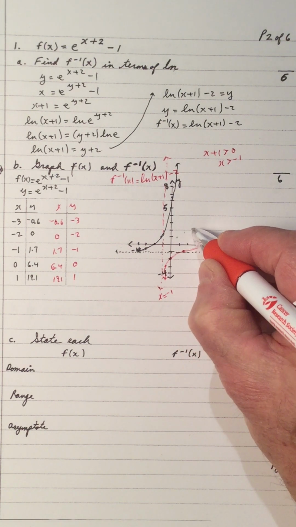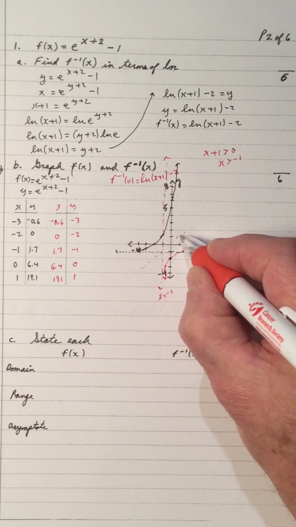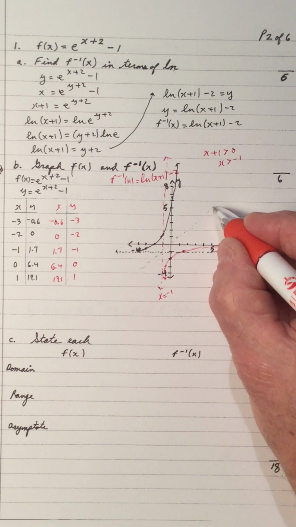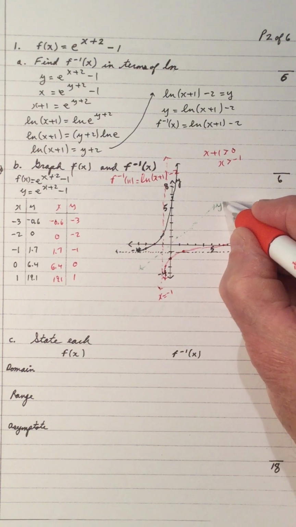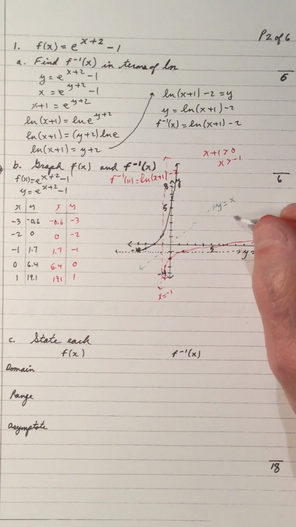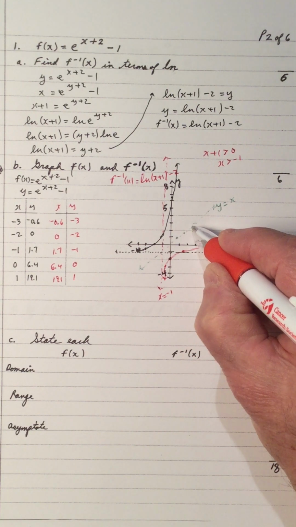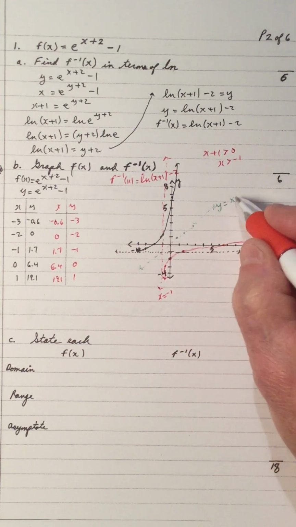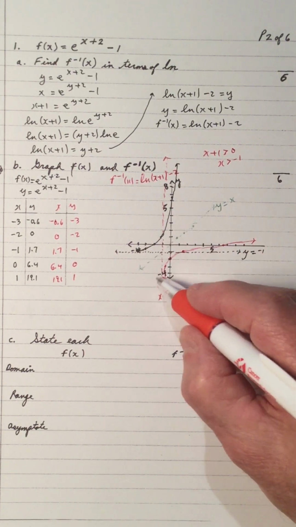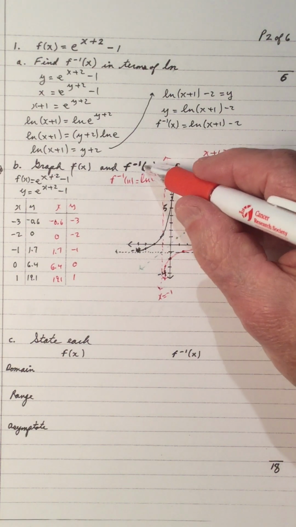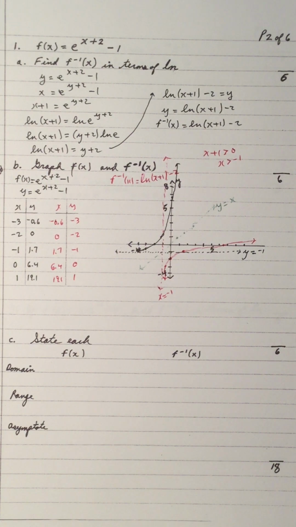I'm going to do the line in green. I said asymptote, but that's wrong. This is the line y equals x. X is 1, y is 1, x is 2, y is 2, x is 3, y is 3, 0, 0. So the reflection of this curve in this line gives you this, which is the f to the -1. So I just wanted to bring that out.